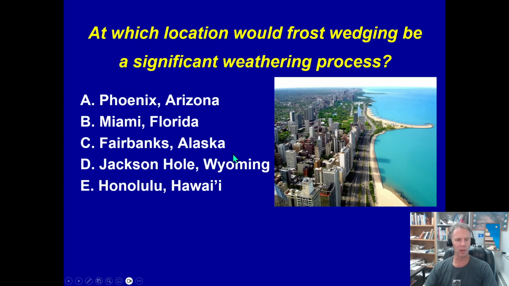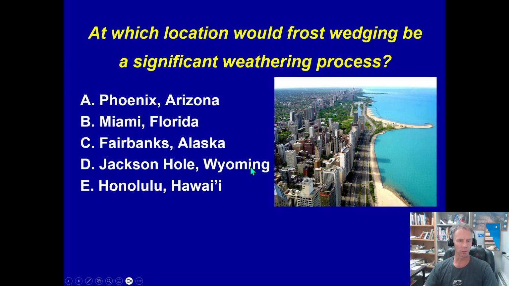So then we're left with Fairbanks, Alaska, and Jackson Hole, Wyoming. And Fairbanks, I think if you look at the climate data there, being in the central portion of Alaska, they have large sections of the wintertime where it's just cold. It's below zero for a long time. And for frost wedging to be significant, we would want as many days as possible where we can fluctuate temperatures above and below zero.